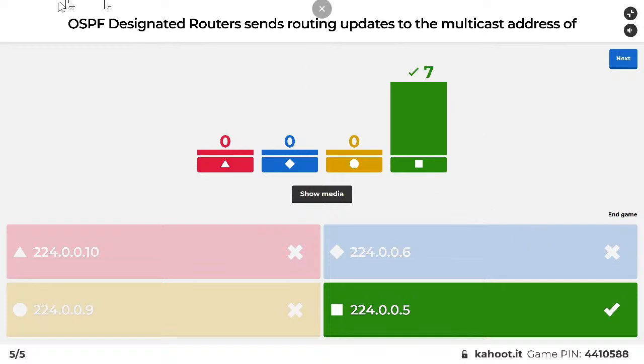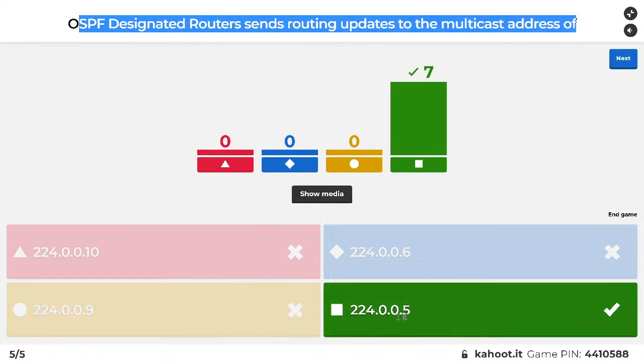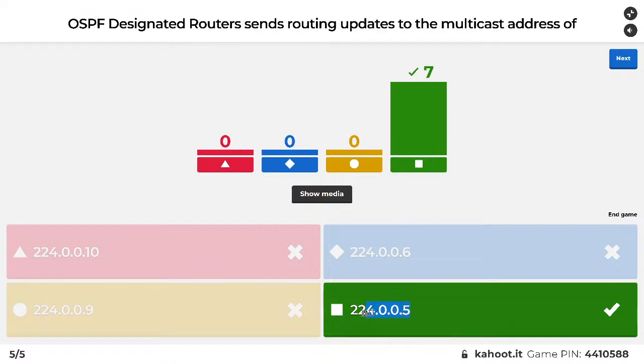Y'all all got this one correct. So that's why we got to be careful with that other one, right? OSPF designated routers send updates to the multicast address 224.0.0.5. Now everybody else sends it to 224.0.0.6, right? So when the designated routers need to send router updates to everybody in the OSPF network, it's the multicast address of 224.0.0.5. Let me see, do I still got that white paper? I might have closed it.